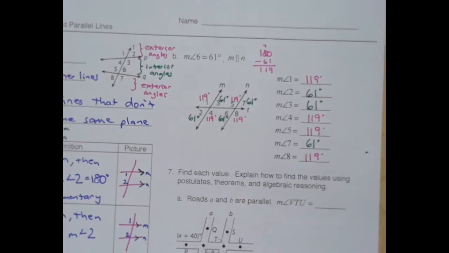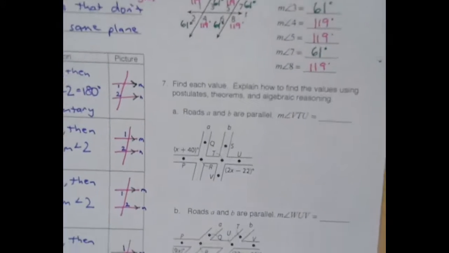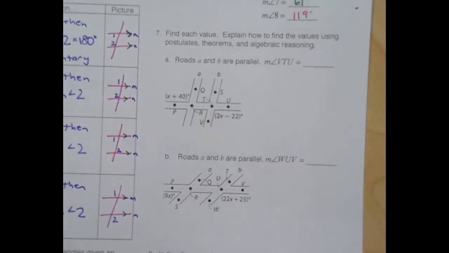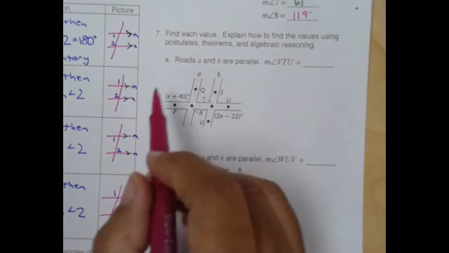Okay, now let's go ahead and look at this next one. It says, find each value. Explain how to find the values using the postulates, theorems, and algebraic reasoning. Basically, we're going to say same side interior angles, corresponding angles, alternate interior angles, alternate exterior angles. Those theorems and postulates will help us get this.